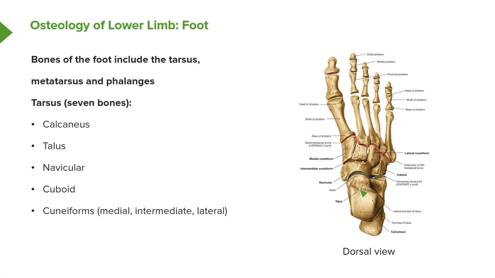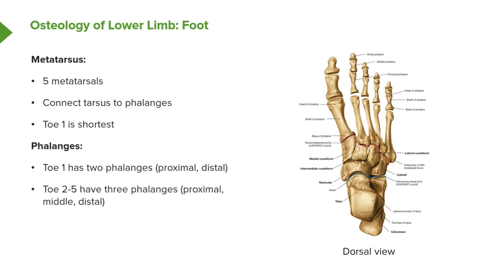So we've got the talus here, we've got the navicular, and then we move lateral and we find the cuboid. We then have three cuneiforms that are positioned anterior to the navicular bone. We have the medial, the intermediate, and the lateral. So we have the talus, the calcaneus here, the navicular, the cuboid, and then three cuneiforms: medial, intermediate, and lateral. If we then look at the metatarsus, here we have 5 metatarsals.